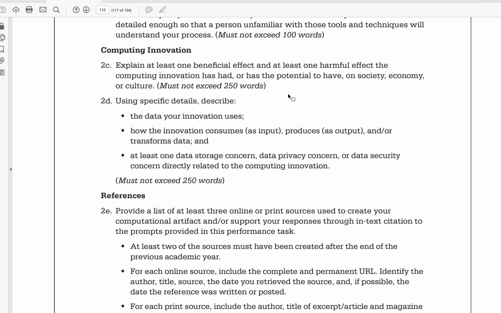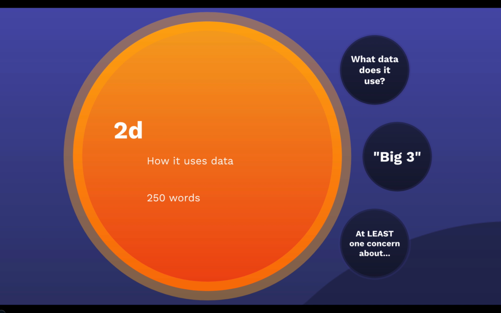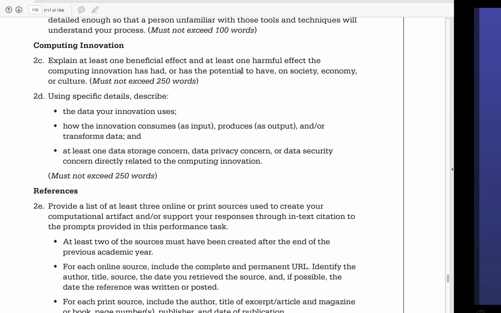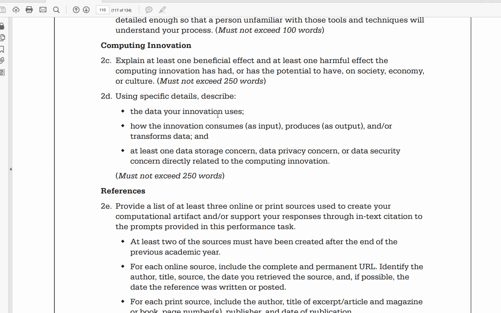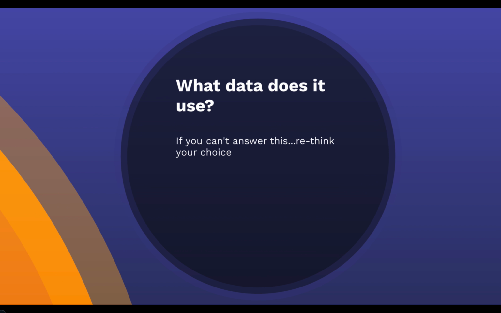Now let's take a look at 2D. 2D talks about how it uses data. And again, this is just 250 words total for this whole section right here, this 2D. So first you're going to look at what type of data it uses. Now if you can't answer that question, that's a red flag. So rethink your choice. You can't say how it uses data.